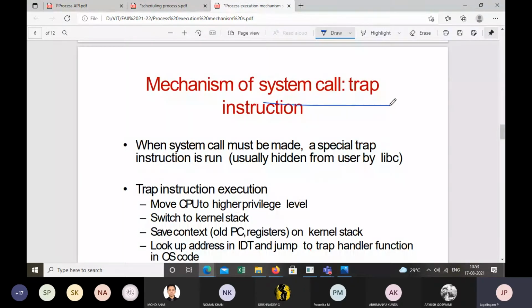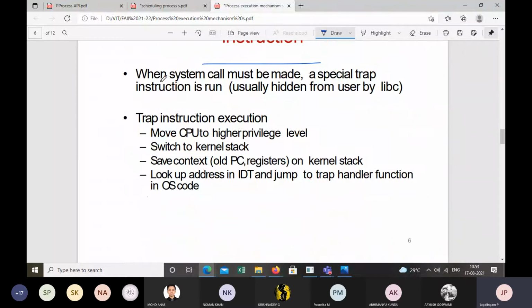And then we discussed about the mechanism of trap instruction. That is, when we make a system call, the special trap instruction is executed. Therefore, the CPU moves from user mode to the kernel mode. Therefore, it has higher privilege level, right? So when we move the CPU from user mode to the kernel mode, we always switch to the kernel stack, right?